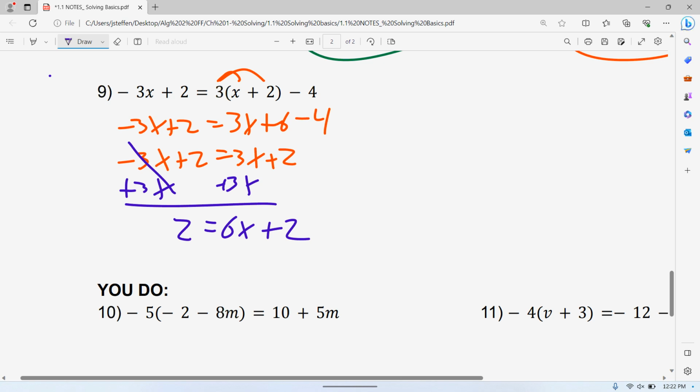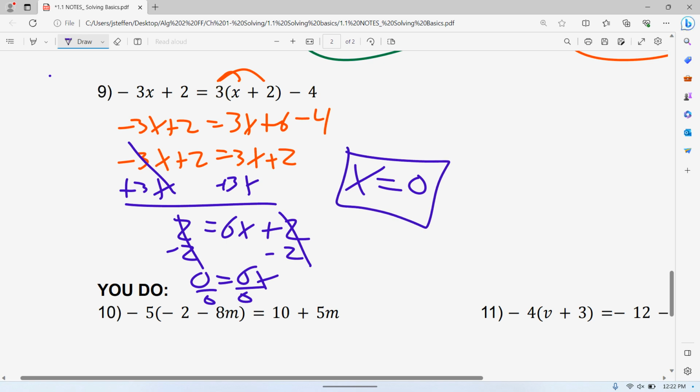Also, another one with this, and we talked about it a little bit. When you subtract 2 from both sides, those 2's will cancel. That's fine. The 2's can cancel. We don't care about that. That's a variable. 0 is equal to 6x. Divide both sides by 6, you get x is equal to 0. That is absolutely fine.